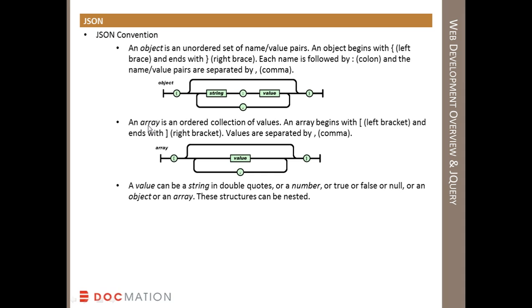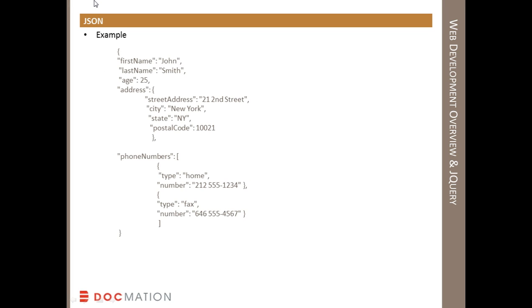In JSON, you can define an array using square brackets, and an object is represented in curly braces. I'll show you a simple example. If I have to exchange JSON data for a user, I want to pass the user's first name, last name, age, address, and phone numbers. Address itself is an object of its own, where I have the street address, city, state, and postal code. And for phone numbers, I might have multiple numbers: a home, cell, and a fax number.